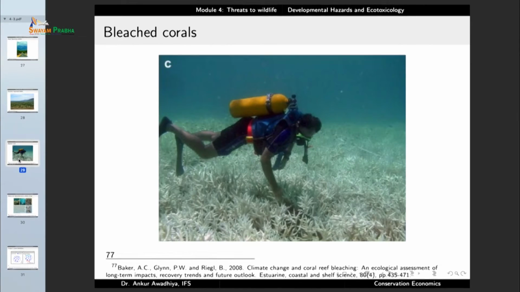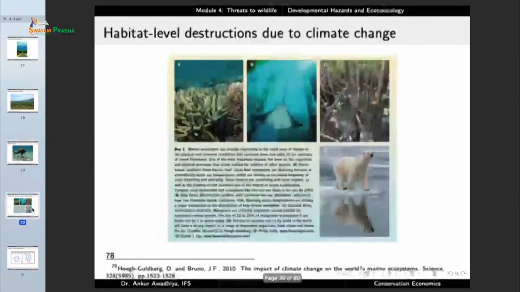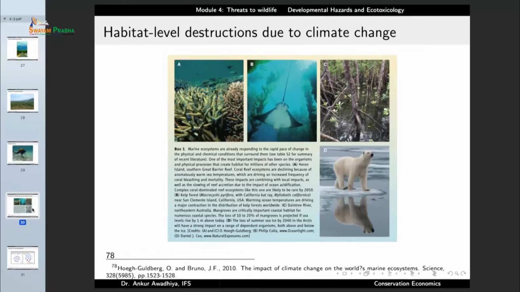Another hazard is what we are observing in terms of climate change. So these are bleached corals because of climate change. All of these corals, these beautiful organisms, are now dead because of unsustainable economic growth. We are spewing out so many greenhouse gases such as carbon dioxide that the Earth's temperature is rising. So it is impacting the coral reefs.